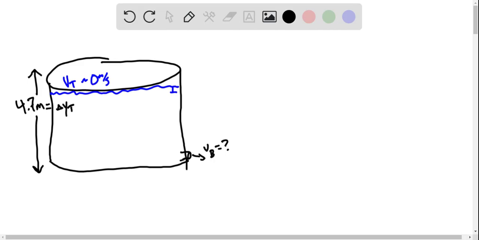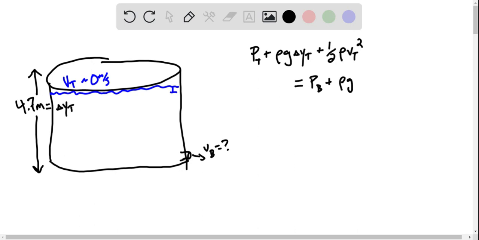So Bernoulli's equation, right? If you remember this, P, we'll call P top, plus rho g delta y at the top, plus 1/2 rho v at the top squared, equals these same values at the bottom. So the pressure at the bottom plus rho g delta y at the bottom plus 1/2 rho v at the bottom squared. Okay, so now let's look at what we can get rid of because of our assumptions.